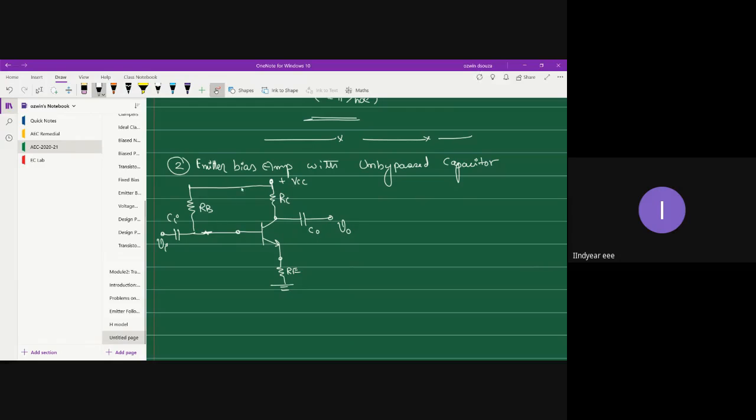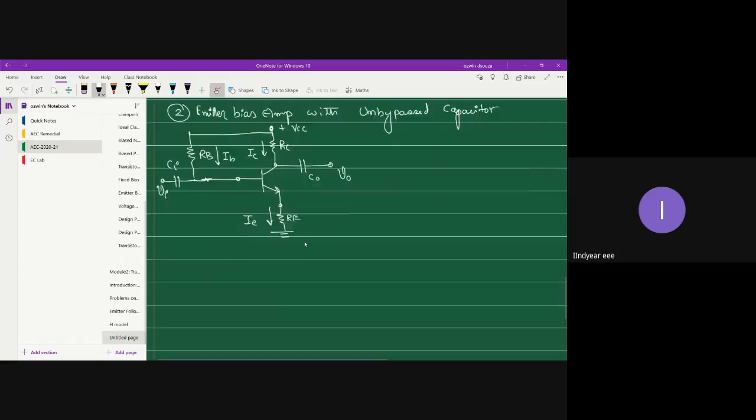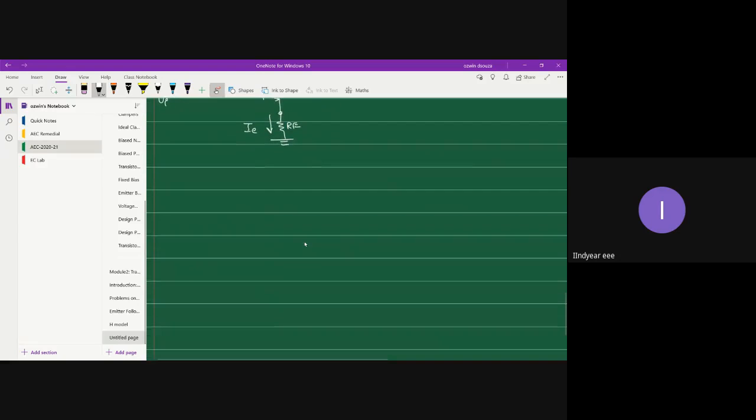Yeah, so this is my emitter bias circuit. This is IC, this is IB, and this is IE. As you can clearly observe, the emitter terminal is not having any capacitor, so it is an unbypassed capacitor case. So we will take up the H modeling. First, let us replace the transistor symbol with the hybrid equivalent model.